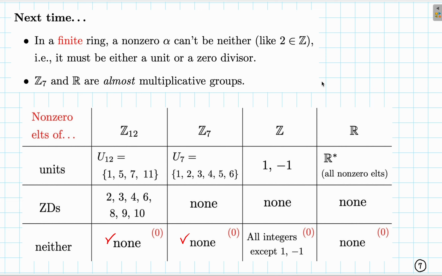And moreover, Z7 and the reals R are almost multiplicative groups because almost every element of Z7 has a multiplicative inverse except for 0. And likewise, almost every element of R, except for 0, has a multiplicative inverse. And so we say that Z7 and R are almost multiplicative groups. And we'll generalize that idea in the next lesson.